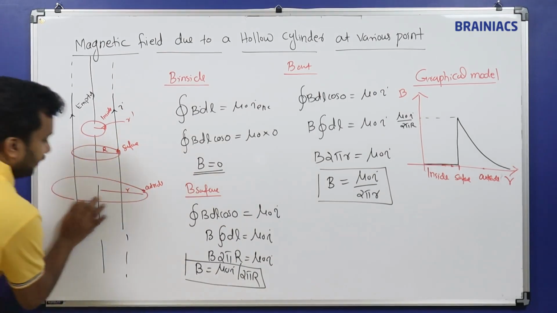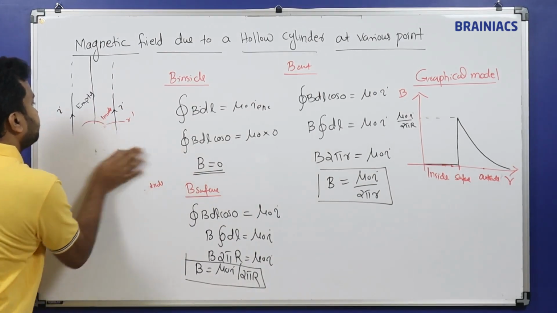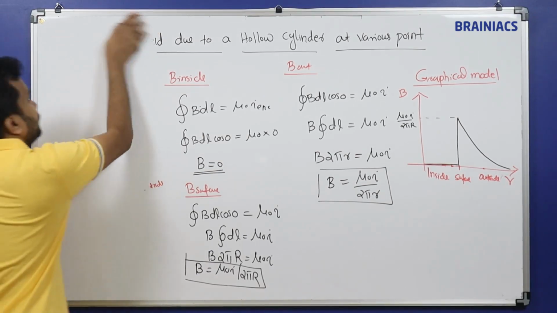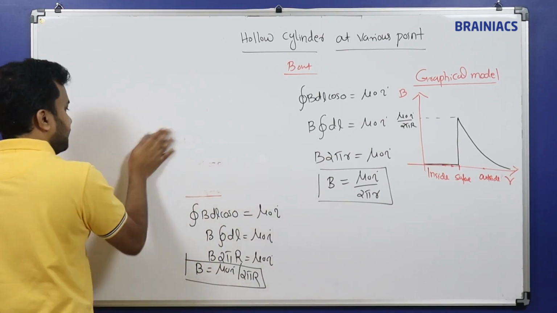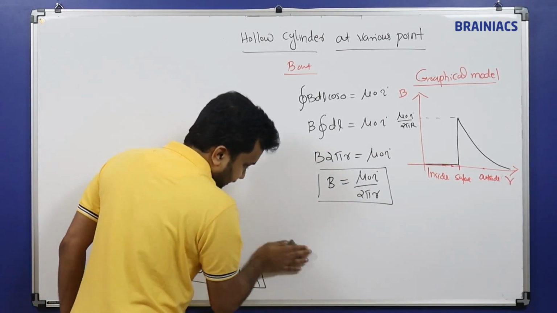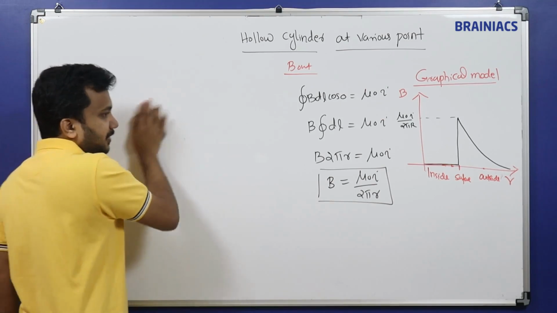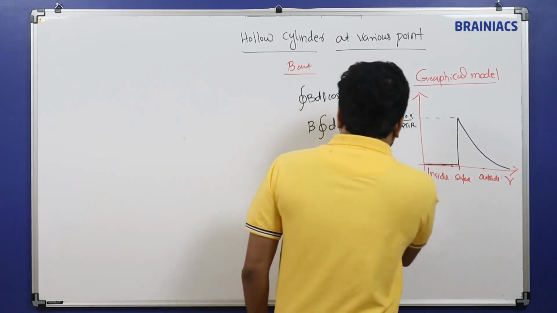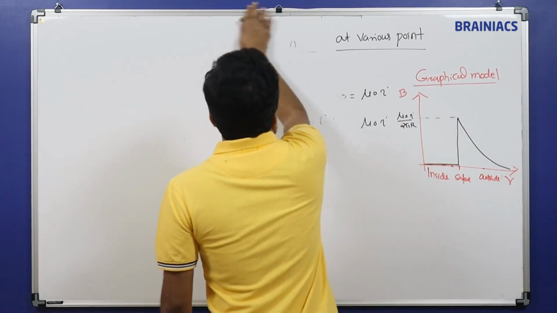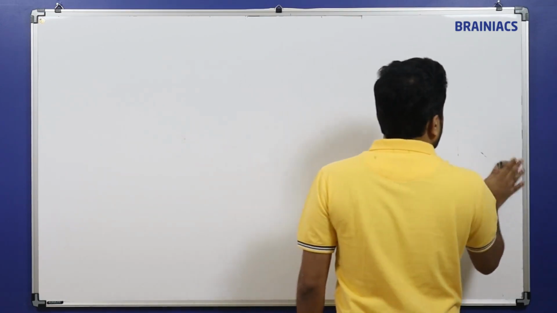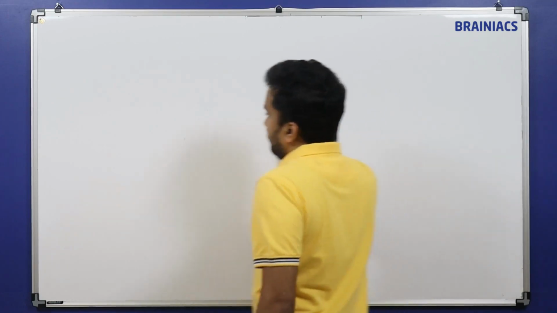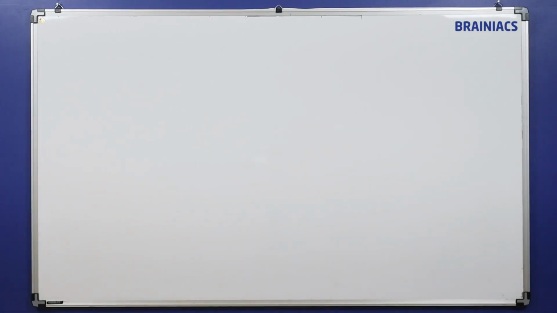Okay? Clear. Now we are going to see one question. Okay, hope this is clear. So mainly three topics covered: what is Ampere's law, and the magnetic field for a solid cylinder and for a hollow cylinder at various points. Okay, hope you got the concepts now very clearly. Now we will do a question.